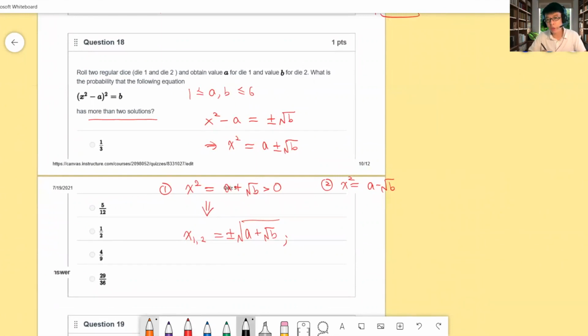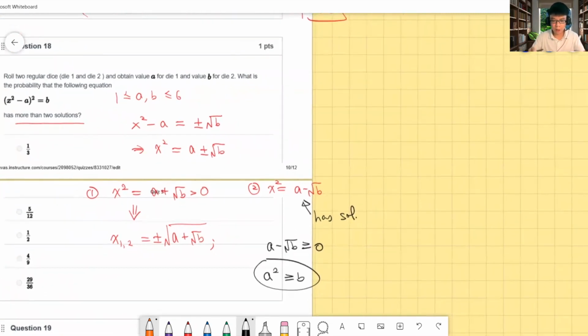In order to have more than 2 solutions, the second equation has at least 1 solution. So that means the requirement is A minus root B must be non-negative, larger or equal to 0, or A squared is larger or equal to B. That's the requirement to have more than 2 solutions.